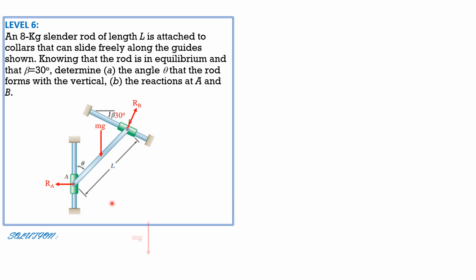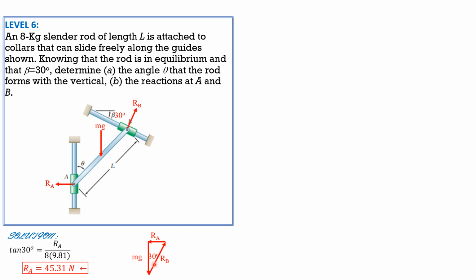So if we draw the force triangle, we have MG. Next is RB, where the angle between the vertical and RB is also 30 degrees. Angle of depression or angle of inclination, that's the same by principle. Then we have RA horizontal. So we can solve RA in this right triangle, vertical and horizontal. Tangent 30 degrees is RA over MG, where M is 8 and G is 9.81. So RA is 45.31 newtons to the left.